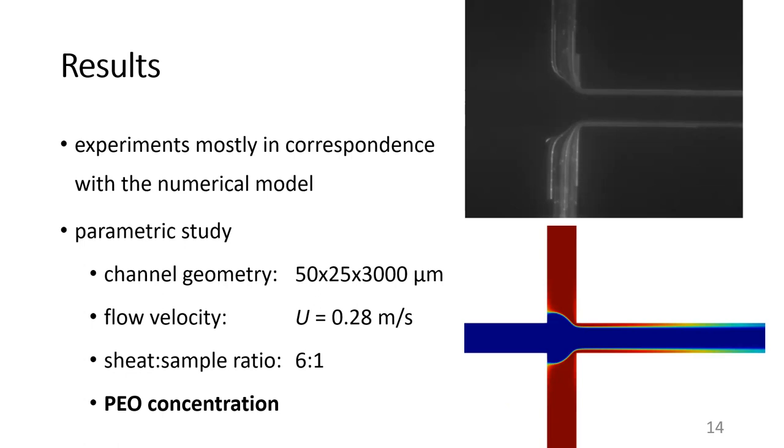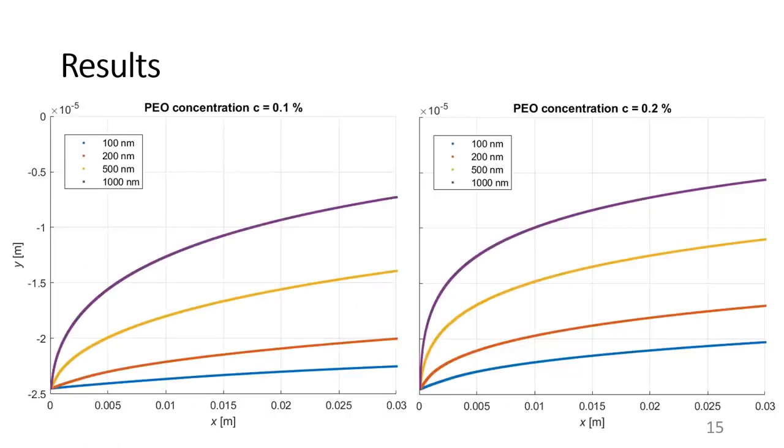We have done a parametric study. We studied the effect of channel geometry, flow velocity, and sheet-to-sample ratio. So here are the values that have the best results. And we also studied the effect of PEO concentration.